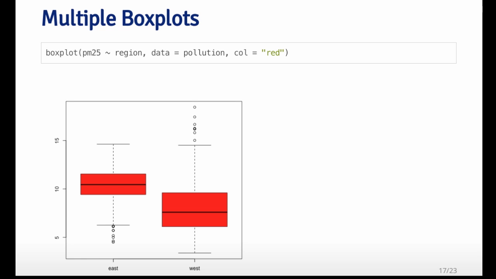Now, in the west, you'll see that on average it tends to be a little bit lower, but all of the extreme values of the distribution, so to speak, are in the western United States. So the west has an average that's lower, but has generally a larger spread. So that's kind of interesting.